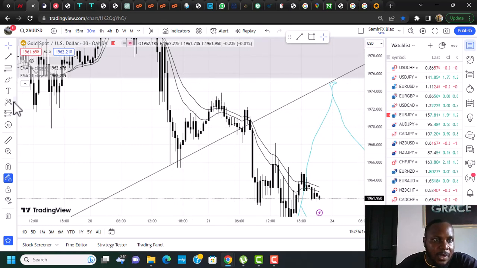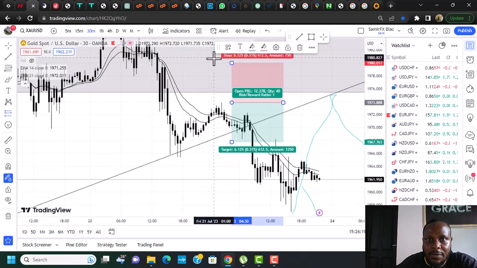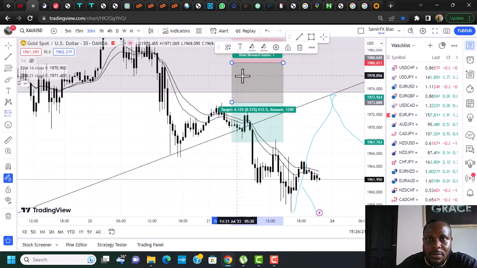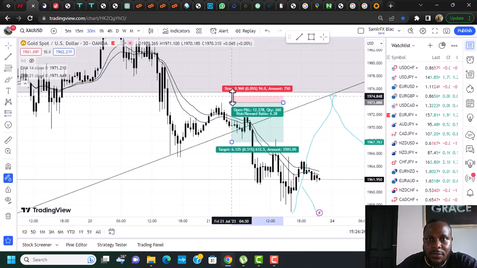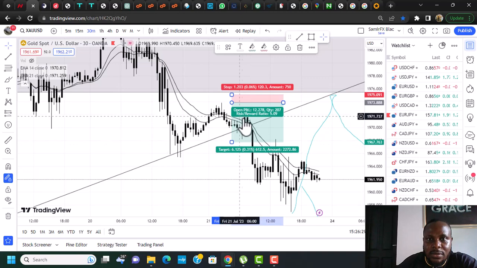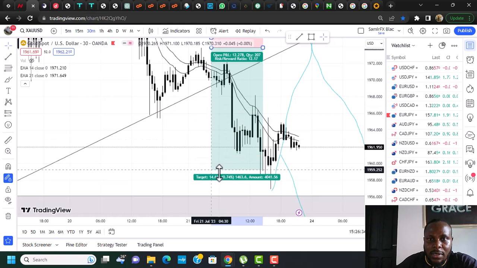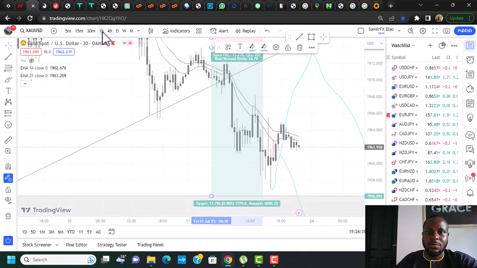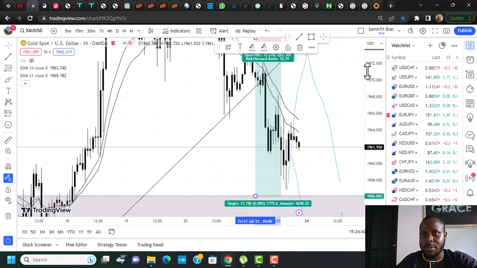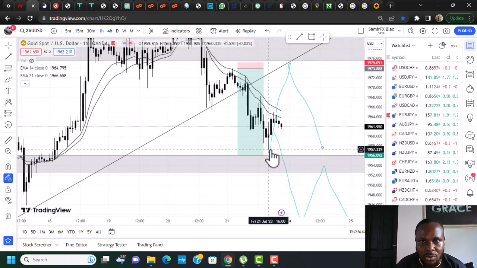If I had spotted this when it happened, I would have taken a sell from somewhere here with a tight stop loss. I would have taken a sell from here to the lower level, which is somewhere here, then trail it down. So that's how we look for opportunities on different pairs. So guys, as you can see, we almost got to take profit.